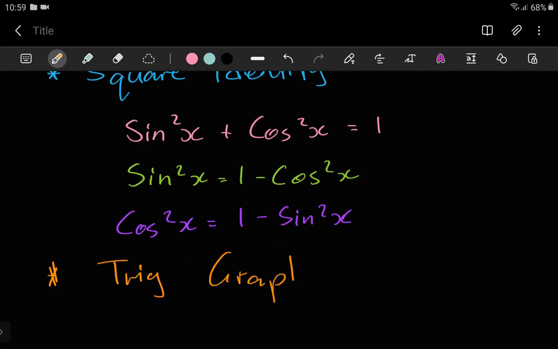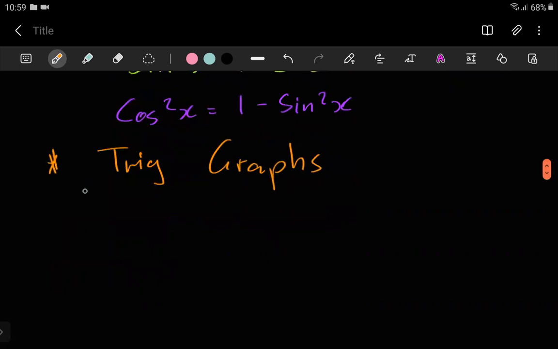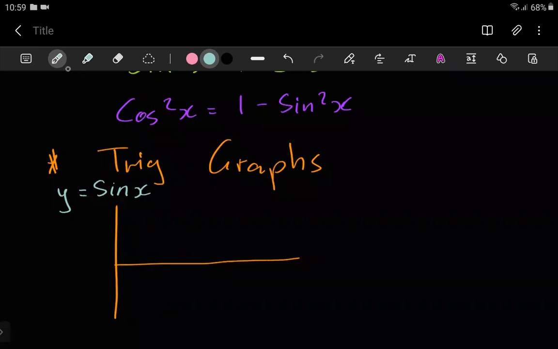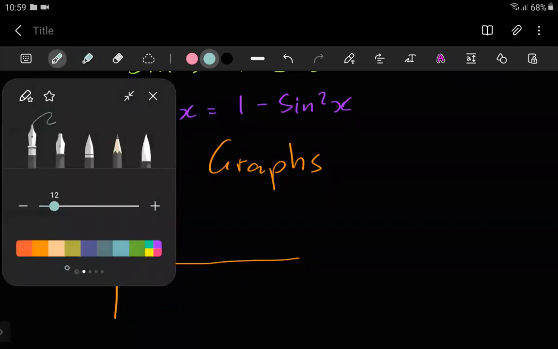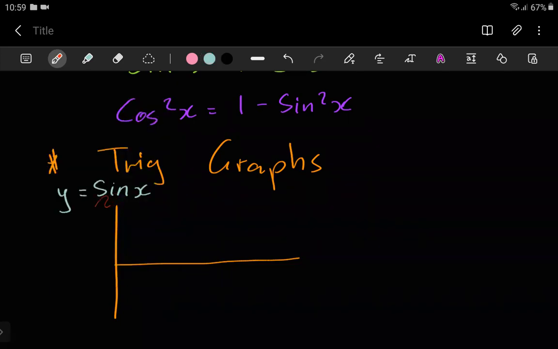Now, the idea behind trig graphs is that if we have a sine graph, the equation would be y is equal to sine x. Now, if y is equal to sine x, it basically means that this is a function. It's a graph, and you can actually draw it out. Any trig graph has two things in particular for grade 10 that you need to look out for.